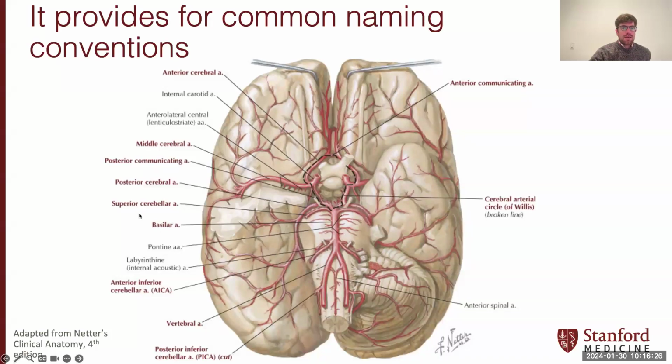Then you have your superior cerebellar artery, which provides blood flow to the cerebellum. And then depending on positions, you also have anterior inferior, and then posterior inferior cerebellar arteries. As you understand your anatomic positions and what they're feeding, all of these make perfect sense.